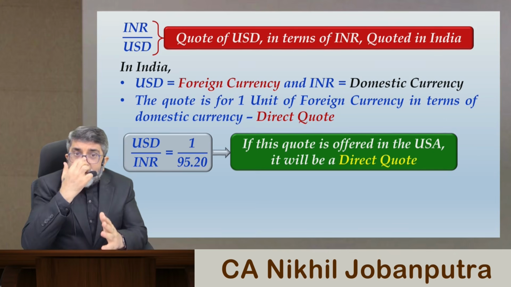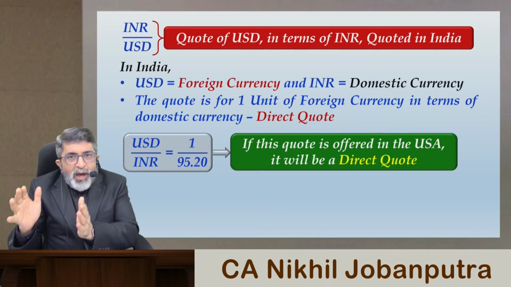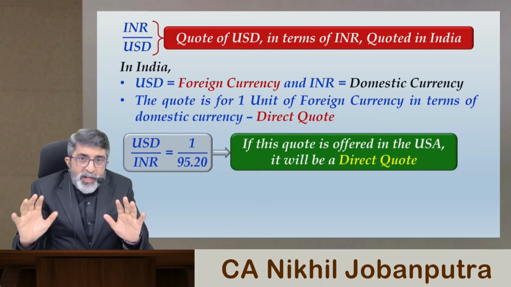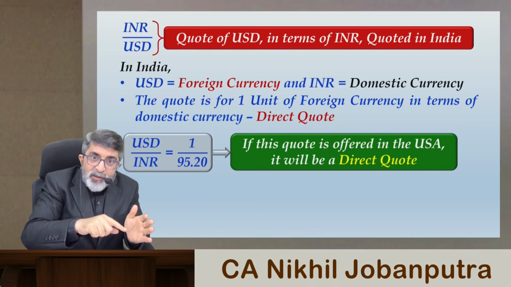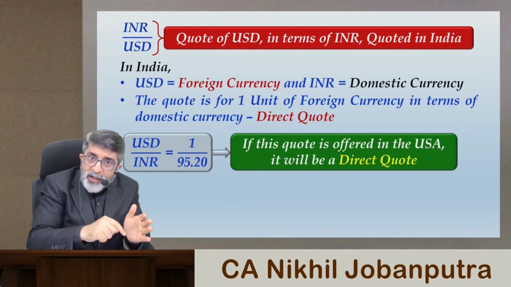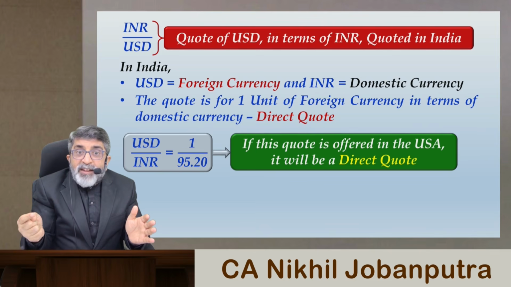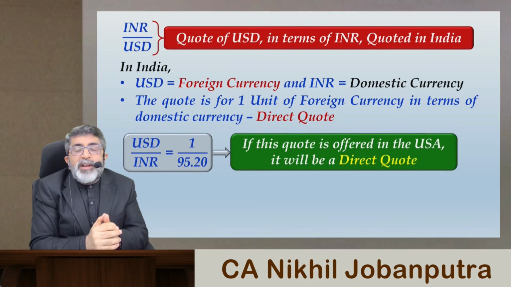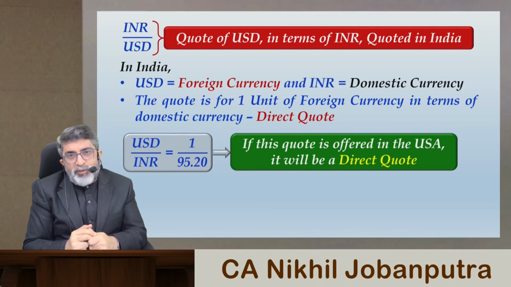So if you understand one thing, internationally 1 USD is equal to INR 95.20. Now where is this quoted? The quote of 1 USD is given in India, that is the quote of USD in terms of INR, and the quote of INR is given in the USA, that is 1 unit of INR in terms of USD, but its value will be the reciprocal of 95.20, that is 1 divided by 95.20.